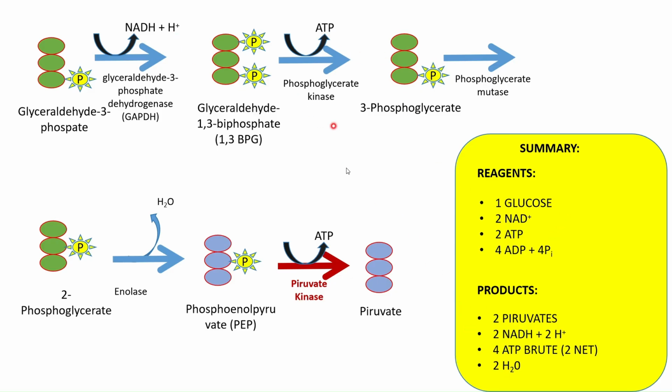Remember that this is happening twice. And out of those, 2 are net yield because we used the other 2 in our investing phase. And 2 molecules of water, which are here. So now you have a summary of what we actually get.